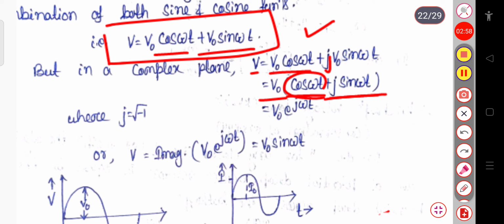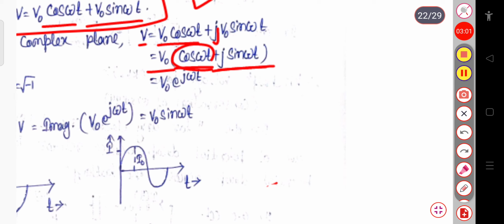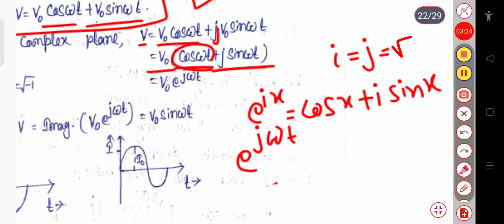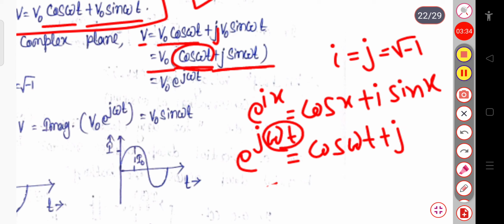If you remember, in the complex number we have already studied that exponential i theta, or let me write exponential ix, is equal to cosine x plus iota sin x. So exponential ix equal to cos x plus i sin x, here we are representing exponential j omega t. Here this iota we are representing as j, that is equal to root over -1. So simply in place of x, here we are writing omega t. So this will be simply cos omega t plus j sin omega t.